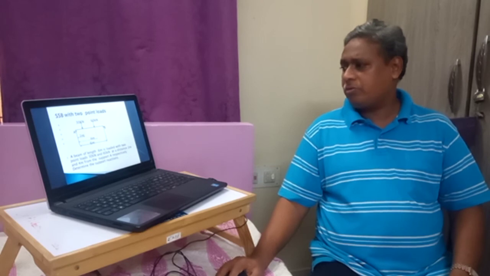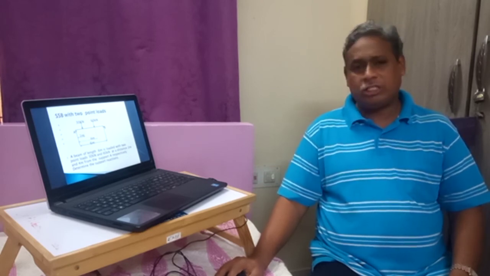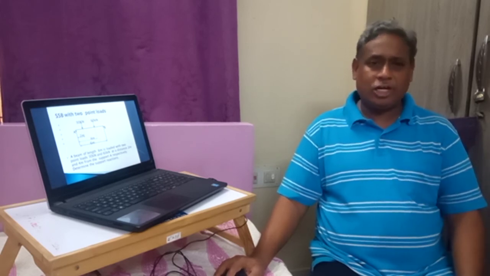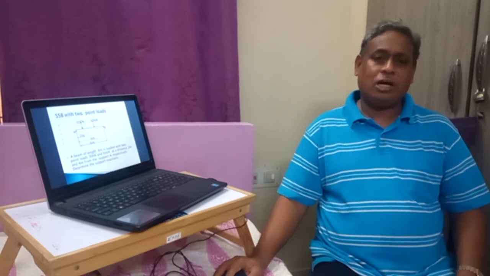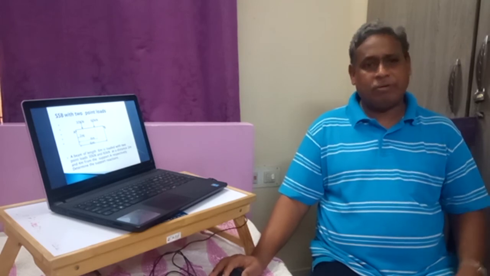This also can be done. So we can treat this as two different problems, with 60 kilonewtons as the first problem and 30 kilonewtons as the second problem, and solve them. Find RA due to 30, RB due to 30, RA due to 60, RB due to 60, and we can add them up so that finally we will get the same reactions, that is 40 kilonewtons and 50 kilonewtons. This is how we can solve these problems.